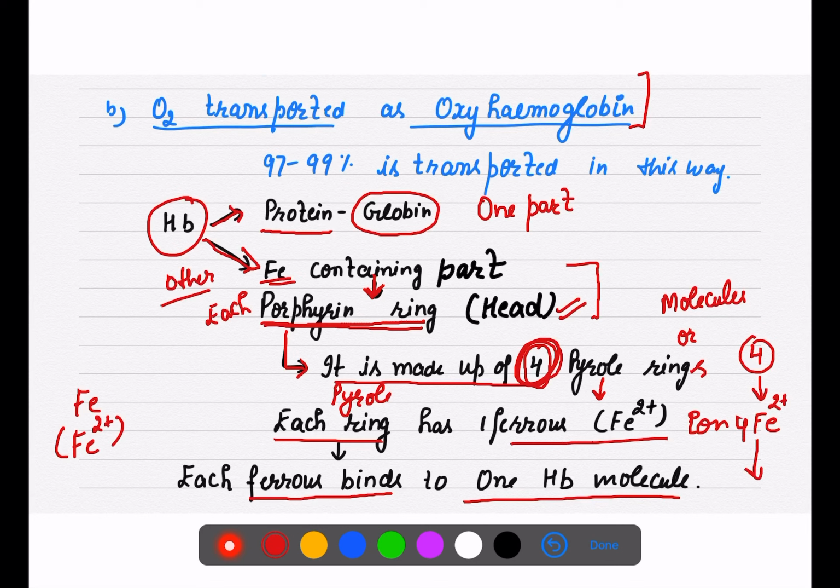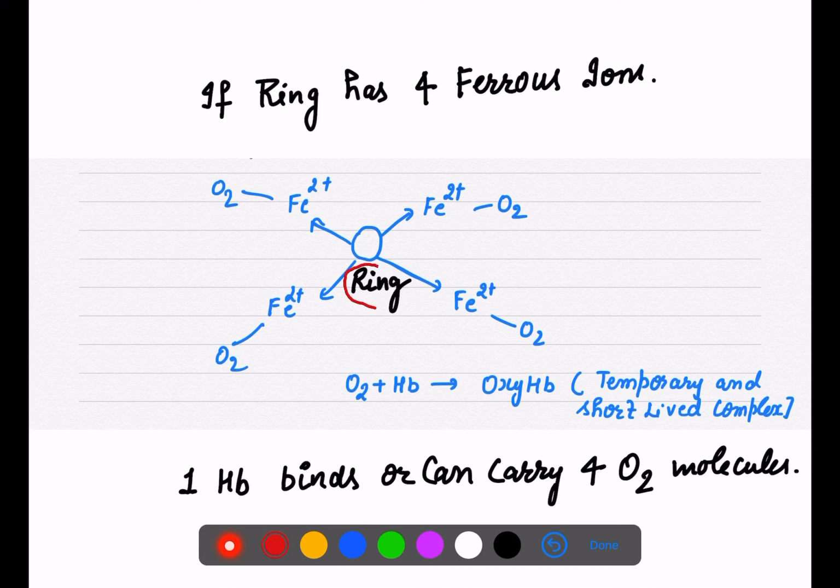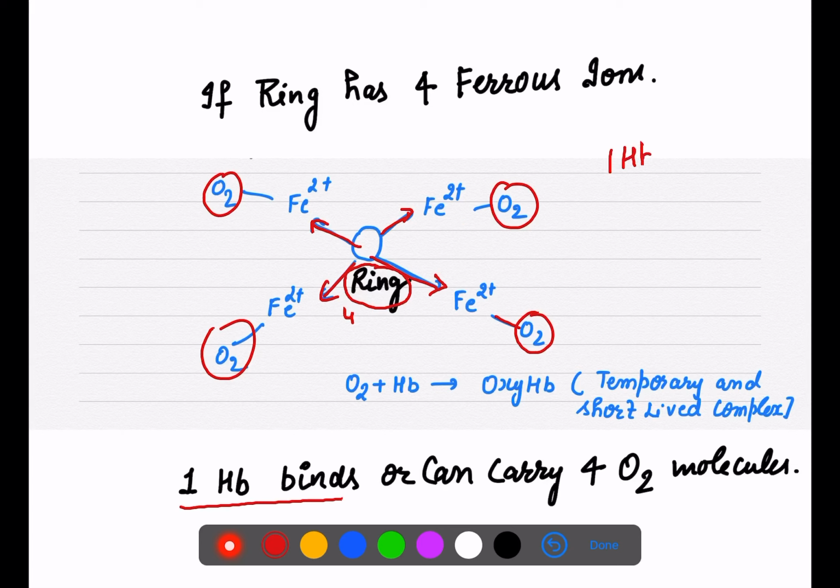These 4 ferrous ions can each bind with oxygen. So 4 can bind with 4 oxygen. If this is your pyrrole ring, 4 pyrrole rings are present, so 4 irons, and each ferrous can bind with oxygen. So 4 oxygen in the hemoglobin molecule. That is why we always say one hemoglobin can bind, or carry, 4 oxygen molecules, because of these 4 pyrrole rings.